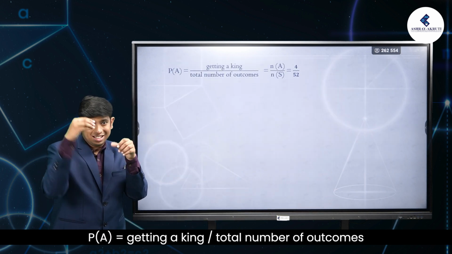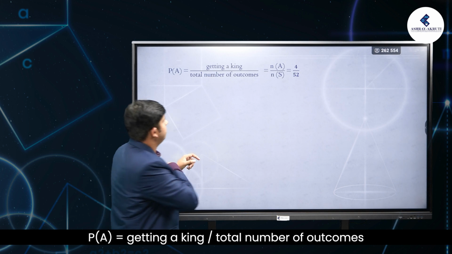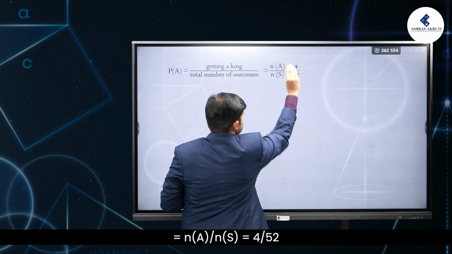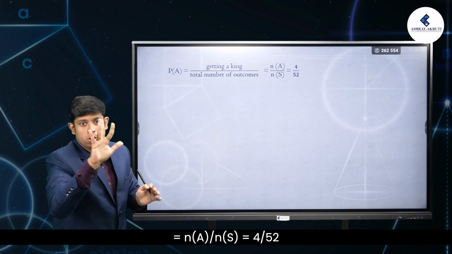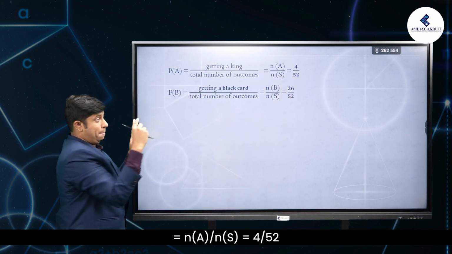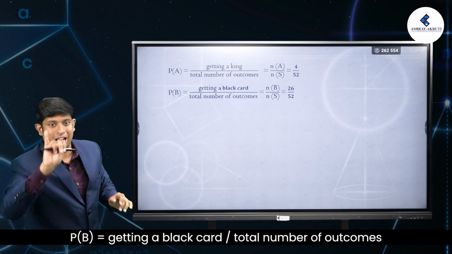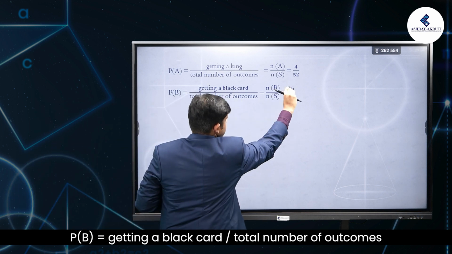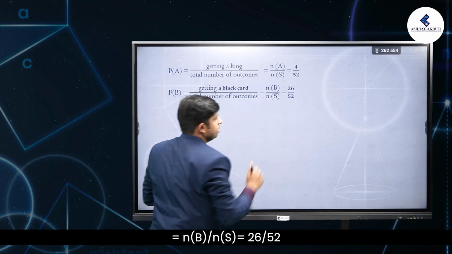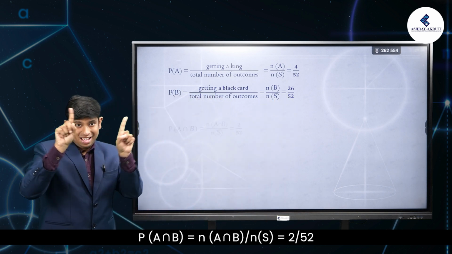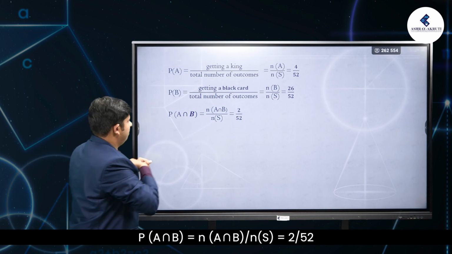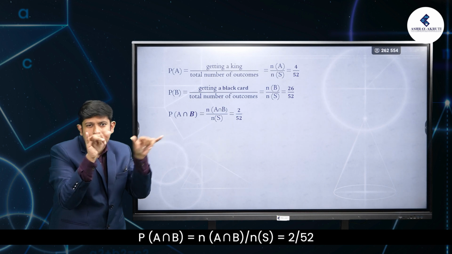P of A is equal to getting a king by total number of outcomes. That is equal to n of A by n of S, which is equal to 4 by 52. P of B is equal to getting a black card by total number of outcomes. That is equal to n of B by n of S, which is equal to 26 by 52. P of A intersection B is equal to n of A intersection B by n of S. That is equal to 2 by 52.